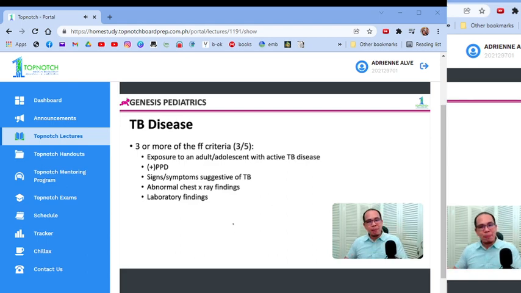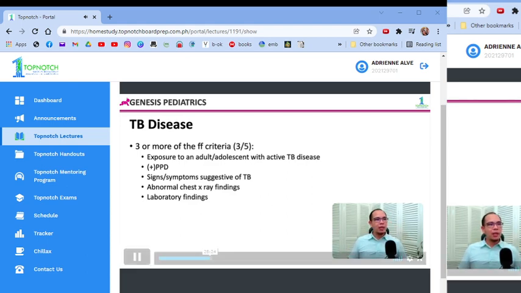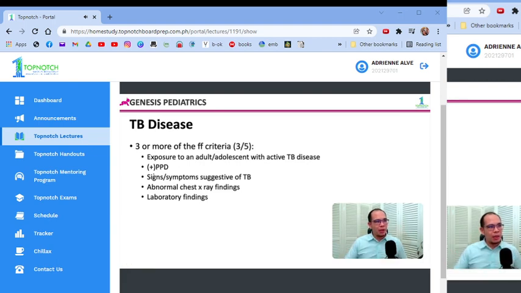Okay? So, in practice, depending kung saan kayo practice, kung kompleto kayo lahat ng mga tests, yung iba gumagamit ka ng IGRA, yung mga mas bagong test in replacement of TST. Okay? So, usually here in the province, hanggang dito kami, yung 4 na yan. Okay? If you're able to fulfill 3 already, then you can classify na as disease siya. Okay? So, pag nag-PPD positive mo, mga exposure yan. So, exposure check, PPD check, symptoms check, X-ray check. Kung 3 out of 5 ka na, you treat the patient as TB disease.